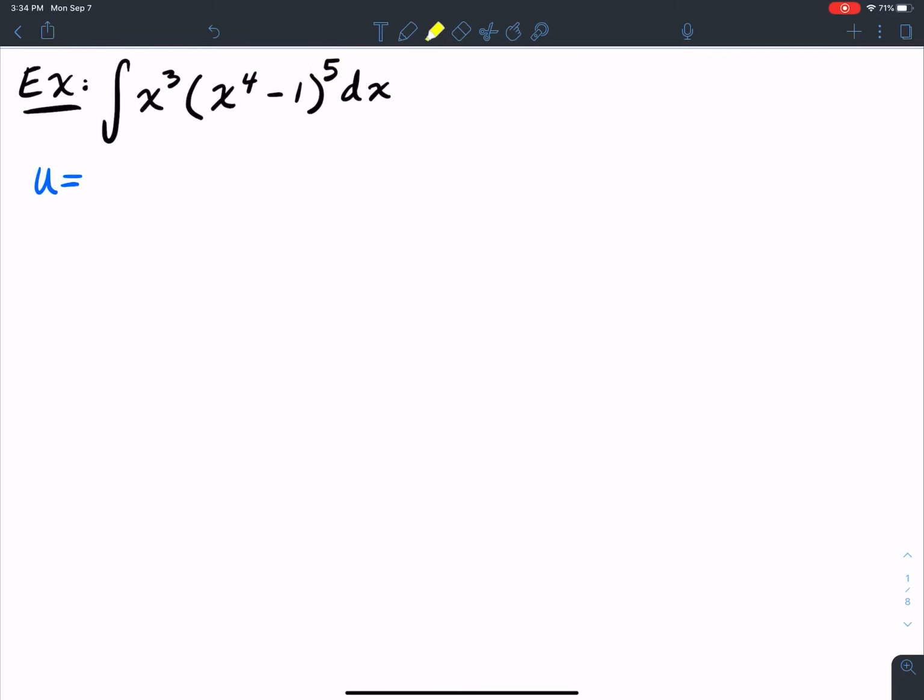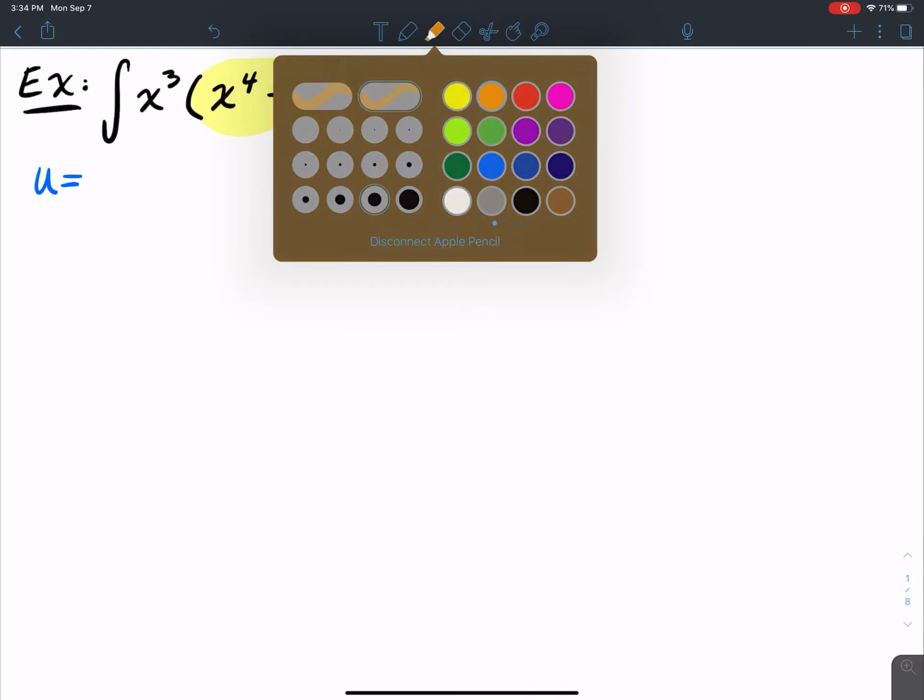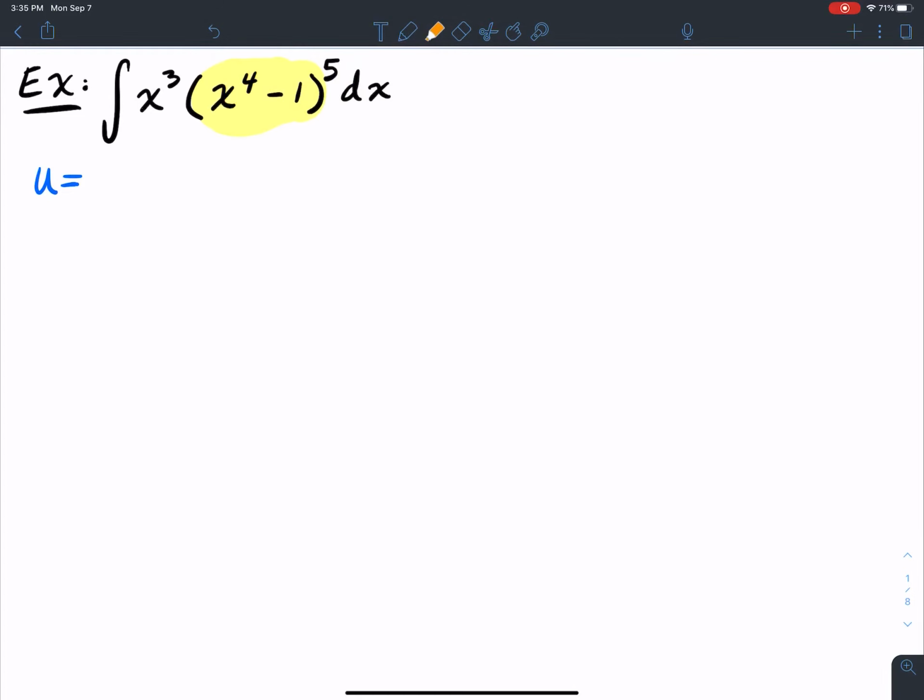So when I use U-substitution, I need to find an inside function. I see something raised to a power. I automatically start thinking, hey, look, this inside function here is x to the fourth minus 1. Another bingo for me is that when I take the derivative of x to the fourth, I get an x cubed factor. And so I see an x cubed factor sitting out right here. So that makes me even more confident that u equals x to the fourth minus 1 is my u substitution.